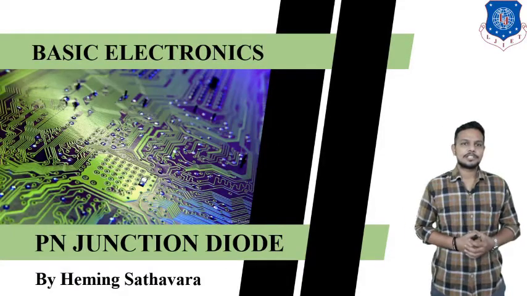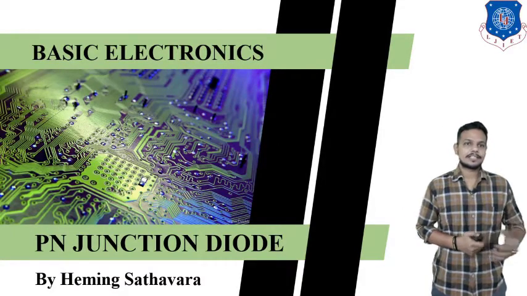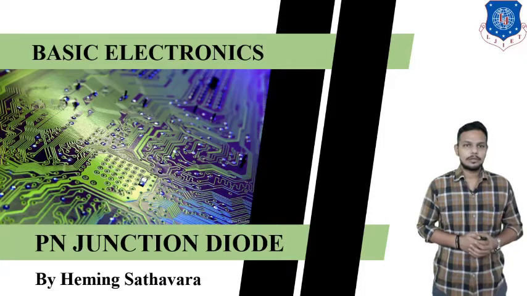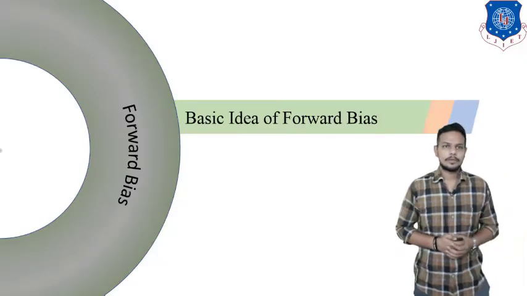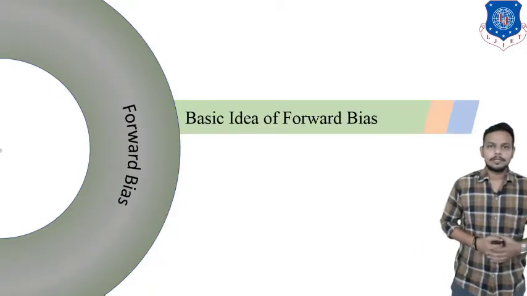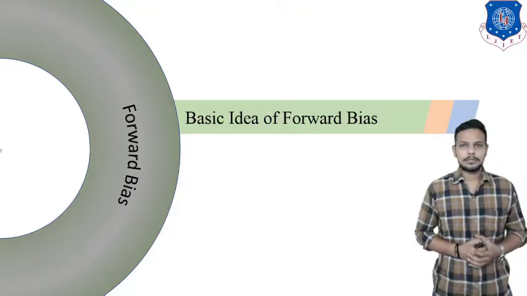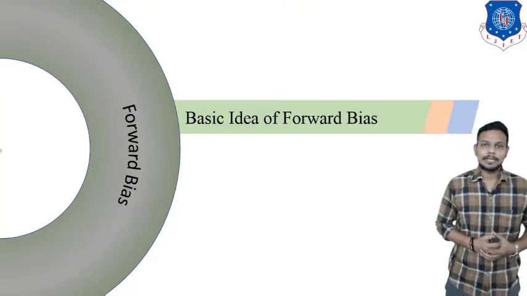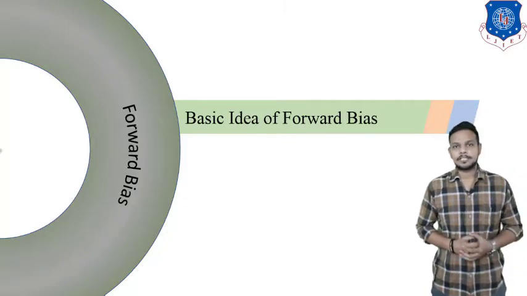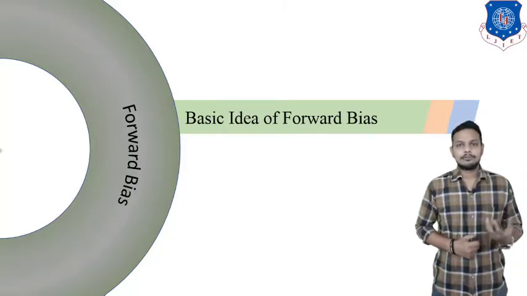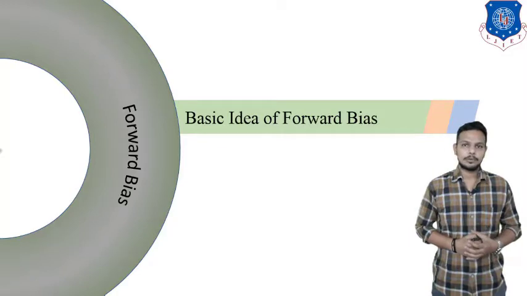Let's start with PN junction diode. So let us discuss about PN junction diode. What is diode? Diode is actually p-type material and n-type material combination. If we chemically process to combine this p-type and n-type material, then our final output will be diode.